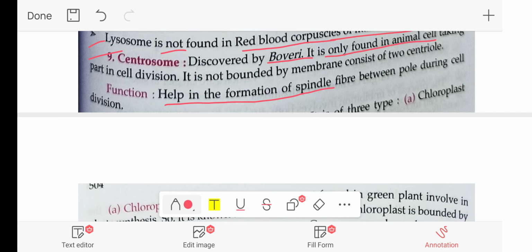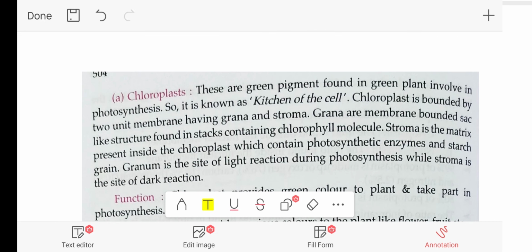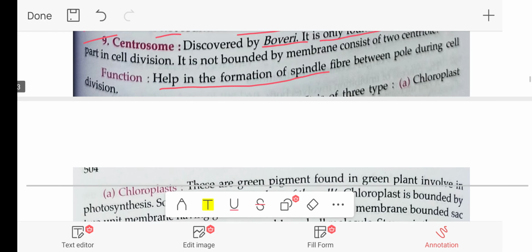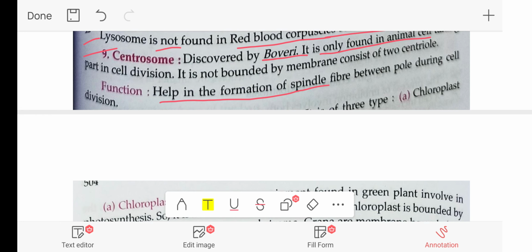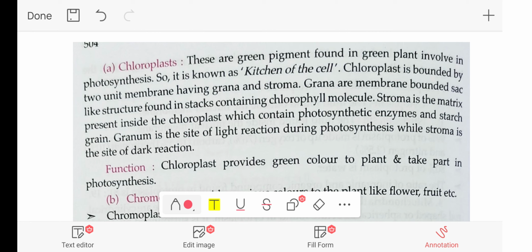Next structure is plastid. Only found in plant cells. It is of three types: chloroplast, chromoplast, and leucoplast. First, chloroplast. These are green pigments found in green plants involved in photosynthesis, so it is known as the kitchen of the cell. Chloroplast is bounded by a two-unit membrane having grana and stroma.